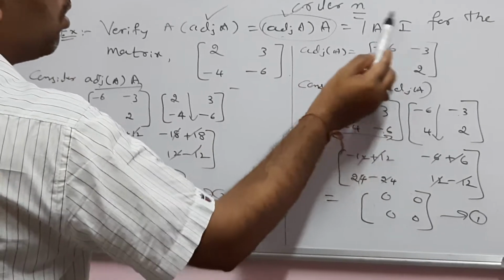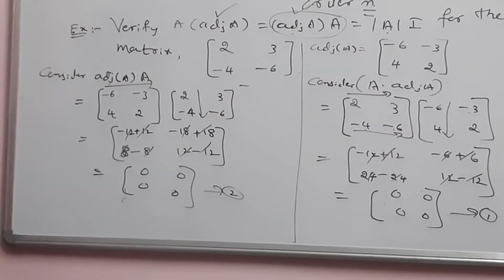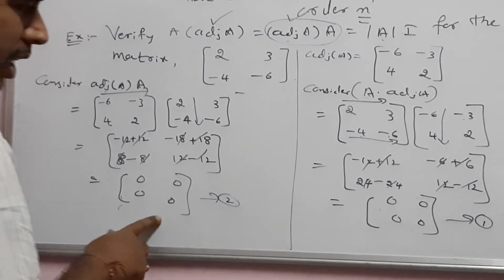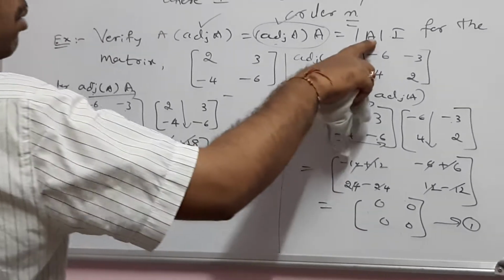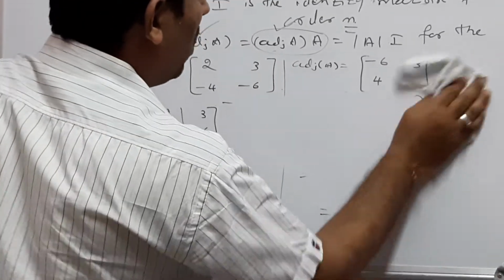Then we have to find out this determinant of A into identity matrix. Okay. See, these are equal. So determinant of A into identity matrix we have to consider. Okay, we will work out here.